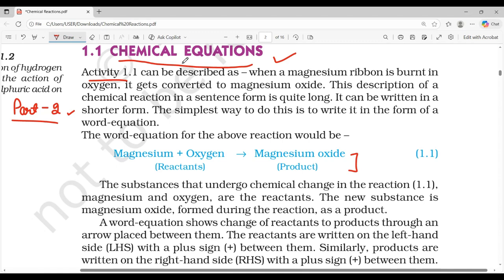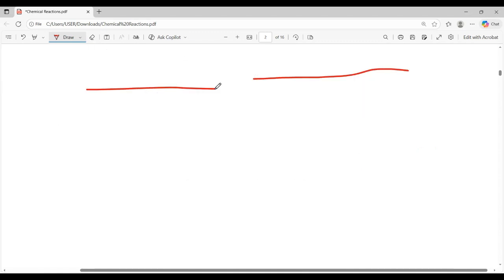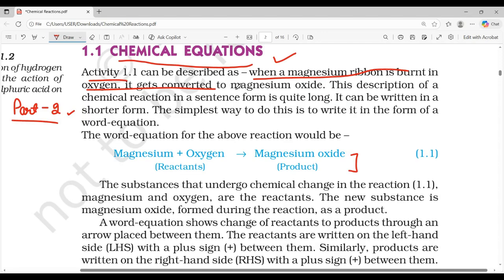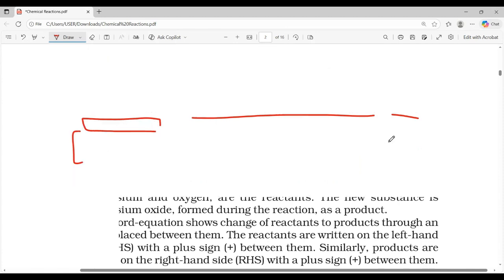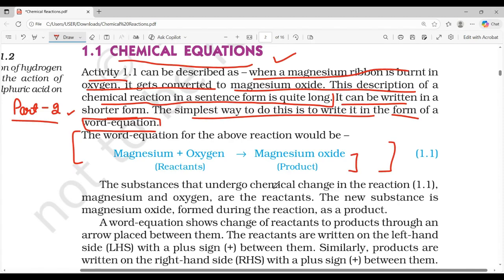Somewhat like that can be described as: when a magnesium ribbon is burned in oxygen, it gets converted to magnesium oxide. This description of a chemical reaction in sentence form is quite long. It can be written in a shorter form. The simplest way to do this is to write it in the form of a word equation. So this that we had seen is a word equation, that is, we have written the reaction in the form of words.